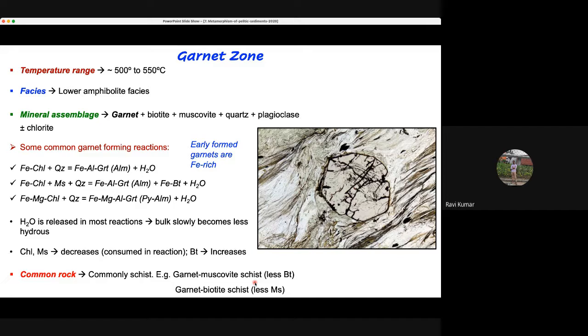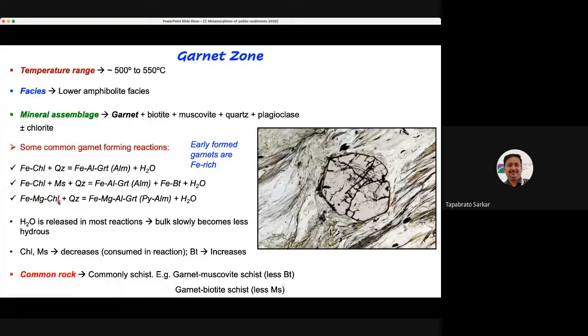Sir, is there any preference among these three reactions, the dominating reactions? No, there is no real preference. It depends on the compositions. If you have an iron-rich chlorite, then this would be the preferred reaction. If you have a chlorite which is both iron and magnesium rich, then this is number one, and number three is practically the same reaction.